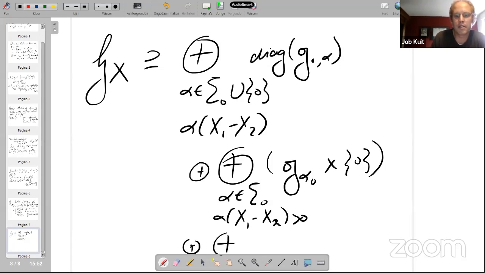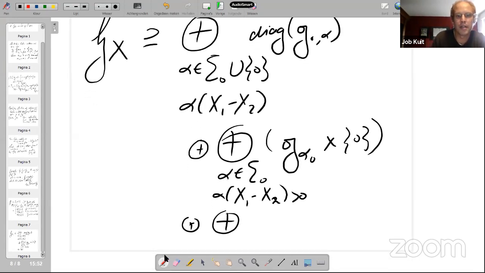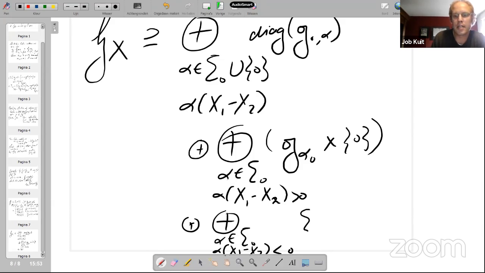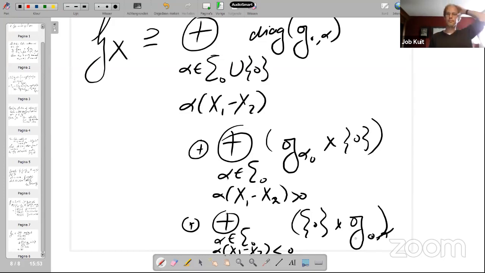And I have something similar for the rest. For the other option, these are the roots on which alpha of x1 minus x2 is negative. Then I get zero times the weight space in the second component. A priori, this is just an inclusion, but then you can do a dimension count and you see that the dimension on the left-hand side, which is the dimension of the Lie algebra of G0, is the same as the dimension on the right-hand side. So actually these things have to be the same. So you get a very explicit expression.